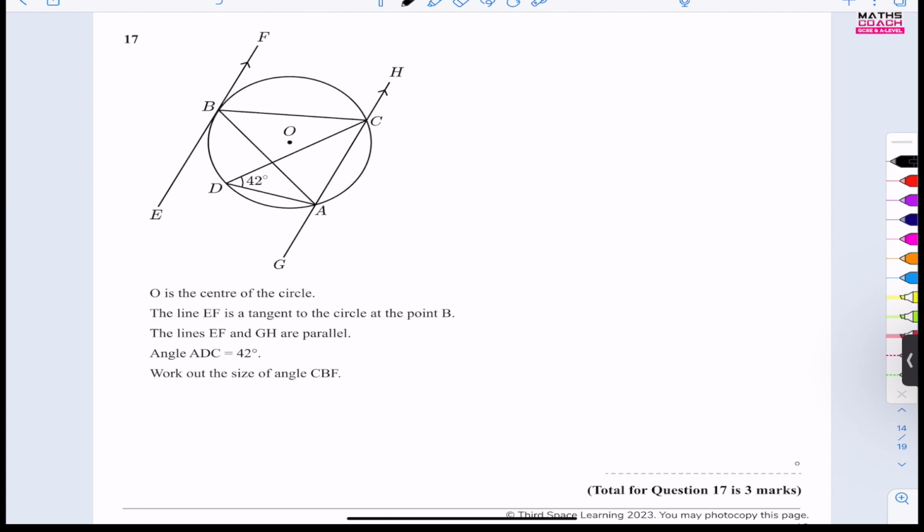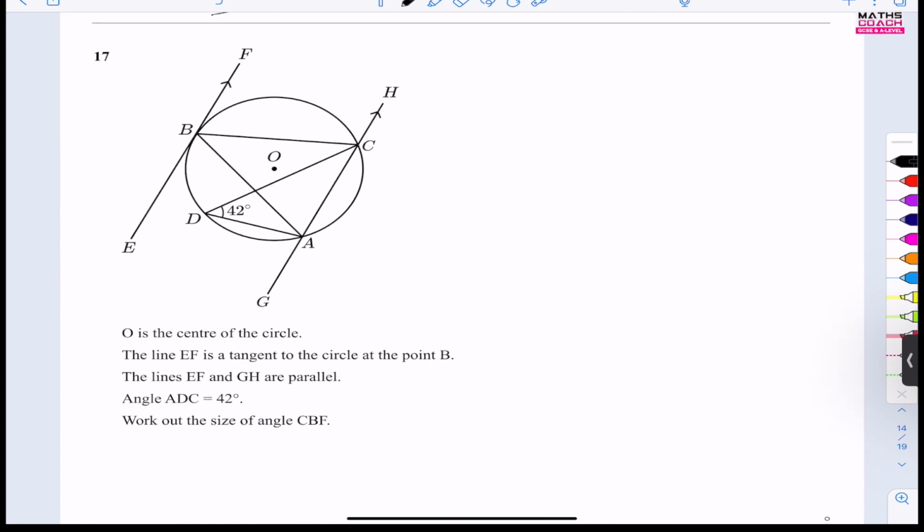O is the center of the circle. The line E to F is a tangent to the circle at the point B. The lines EF and GH are parallel. Angle ADC is equal to 42 degrees. Work out the size of angle CBF.